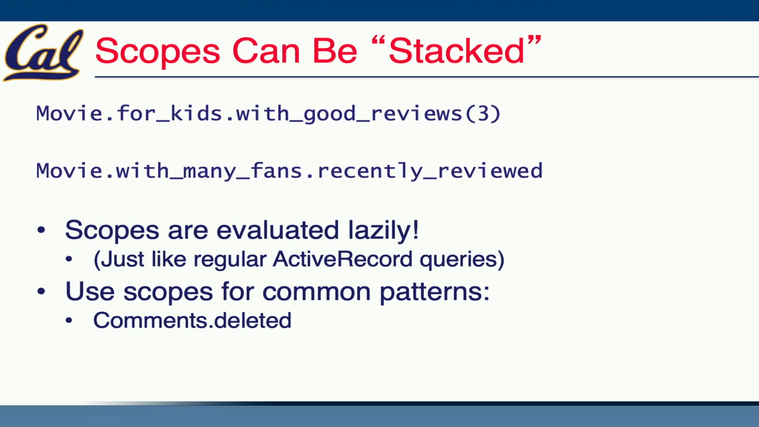Maybe I have a scope called movies with many fans that have been recently reviewed. And so the goal here is that we want to think about what are the common things that we might want to do with the model, and how do we extract out that functionality. So Rails calls these scopes, and the nice thing is they're evaluated lazily, so we can chain and stack as many of them as we would like. They're useful for common patterns across multiple queries and places. So, for example, I might soft delete data, so I might be able to say Movie.deleted_movies perhaps, or Movie.hidden_movies to access common queries, whatever our needs might be.